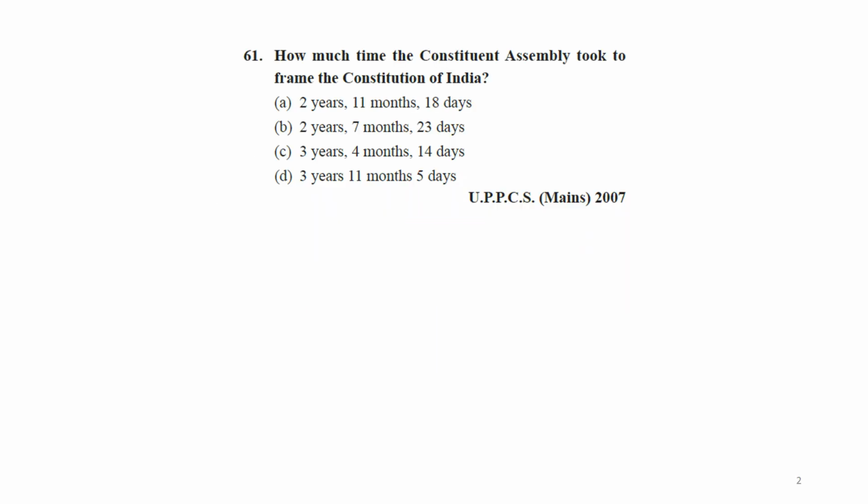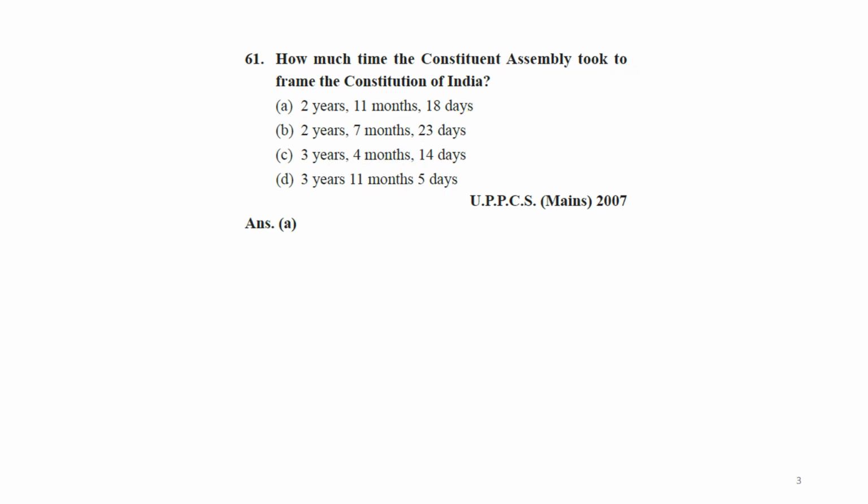So the 61st question for this topic: how much time did the Constituent Assembly take to frame the Constitution of India? The options are 2 years 11 months 18 days, 2 years 7 months 23 days, 3 years 14 days, and 3 years 11 months 5 days. The answer is A. It took around 2 years 11 months 18 days.